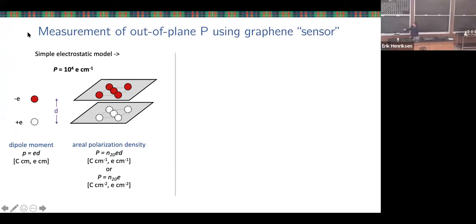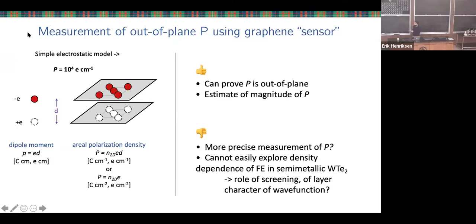Professor Cobden has determined this number from these clever experiments with graphene, and he can prove that the polarization is out of plane, which is great, and he can estimate the magnitude of P based on this electrostatic model that I told you. But what the measurement cannot do is a precise measurement of the polarization, which is what I want to tell you about next.